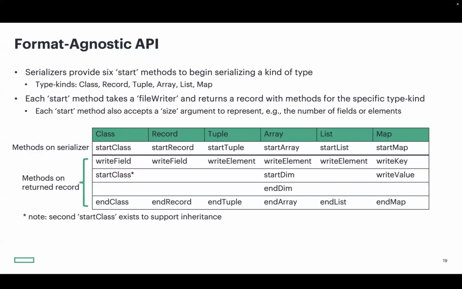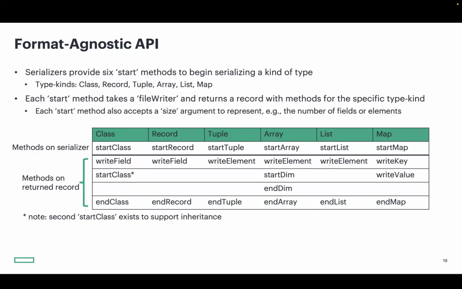So this is a big grid here. When you invoke one of these start methods, it will return a record with methods for that particular type kind. So for example, when you invoke start record, that's going to return a value on which you will invoke the write field and end record methods. Additionally, these start methods will accept a file writer and often a size argument to indicate, for example, the number of fields or elements in that type.